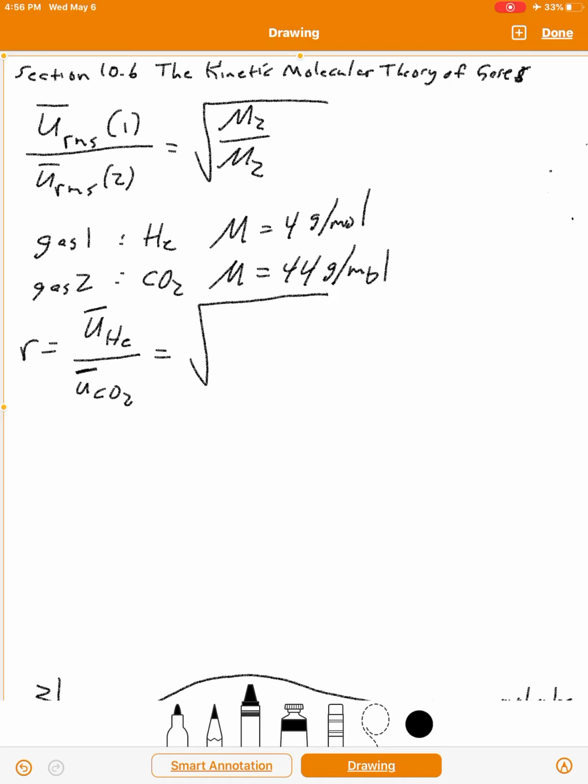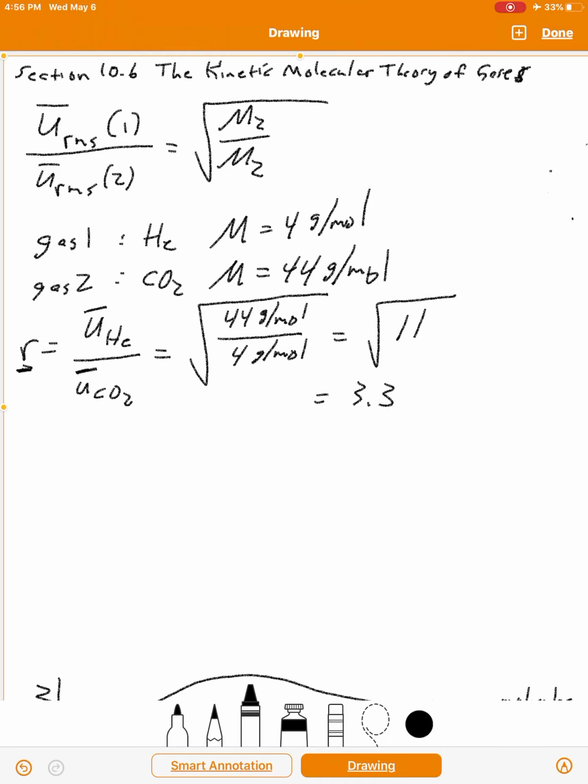That would be equal to the square root of the molar mass of carbon dioxide, 44 grams per mole. Remember, it's the reverse. Whatever it is on the left, it's the reverse on the right. Divided by the molar mass of the helium, 4 grams per mole. So that would be the square root. Units are going to be gone, right? 44 over 4 is 11. Okay? So what does that equal? Well, that's like 3.3. So what that tells us is that this ratio, the average speed of helium atoms compared to the average speed of carbon dioxide molecules, is about 3.3.